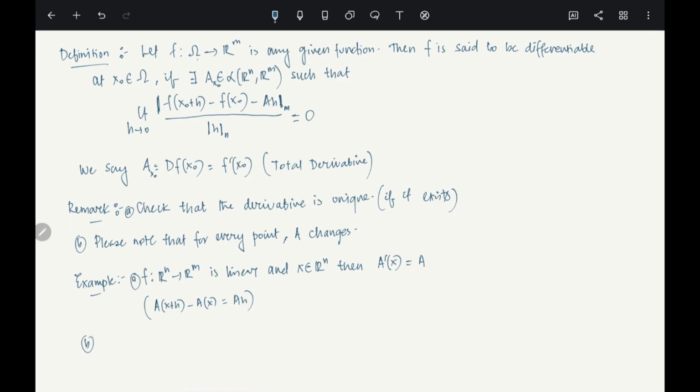Okay, now another small thing is this, that let's say f is from Rn to R, right? Rn to R.